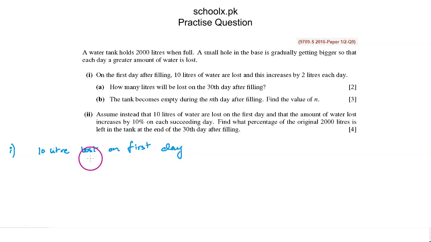And then they say that the next day water loss has increased by 2 liters. So let's say this is day 1. Day 2, it will be 10 plus 2. Day 3, 10 plus 2 plus 2. Day 4, 10 plus 2 plus 2 plus 2, right?